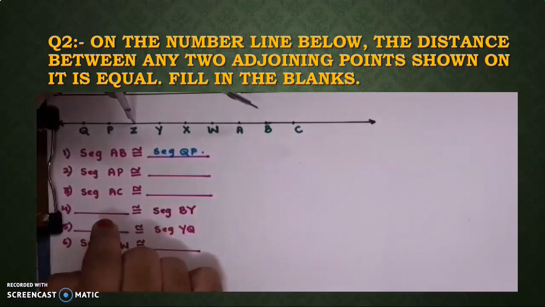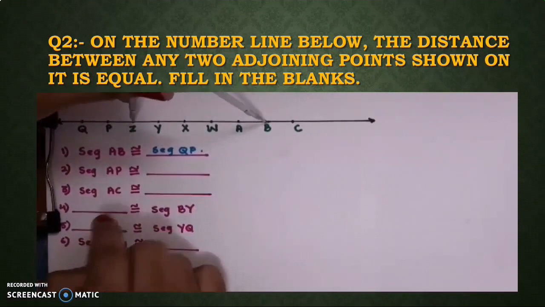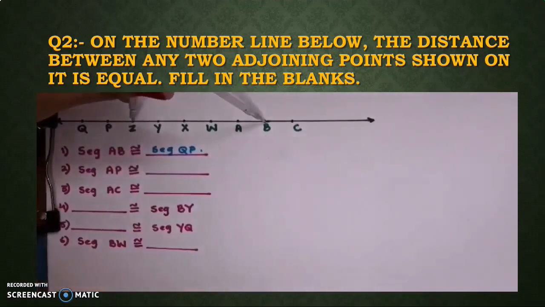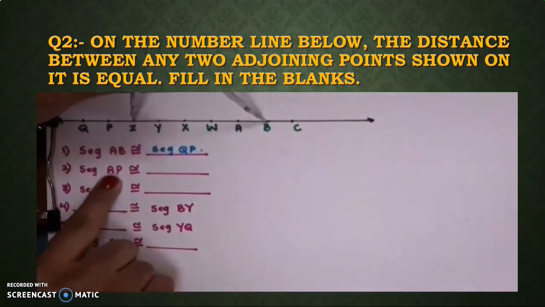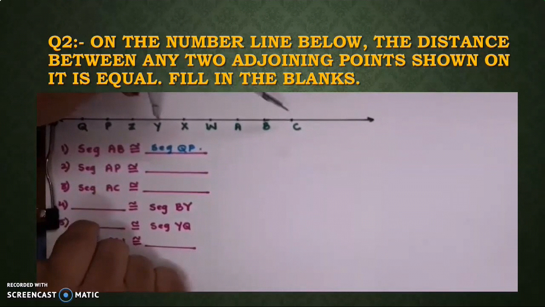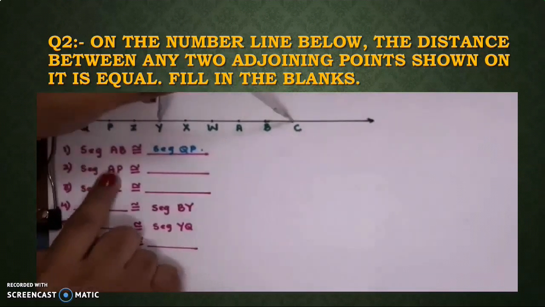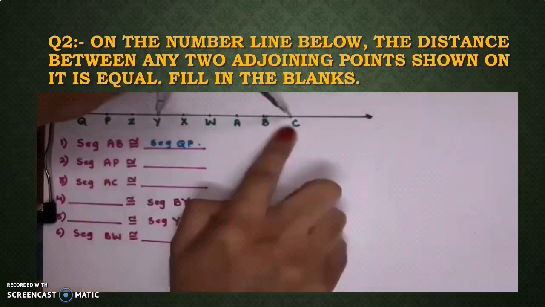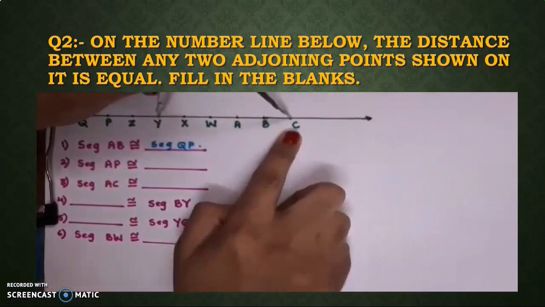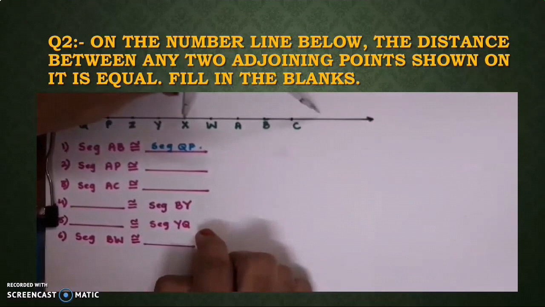Then if I am keeping on Z, then I am getting which congruent segment? I am getting ZB. So my second possible answer is segment ZB is congruent with AP. If I am keeping on Y, then I am getting C. So my next possible answer, congruent with AP, is segment YC. Clear? If I'm keeping on X, then I'm not having any name here.